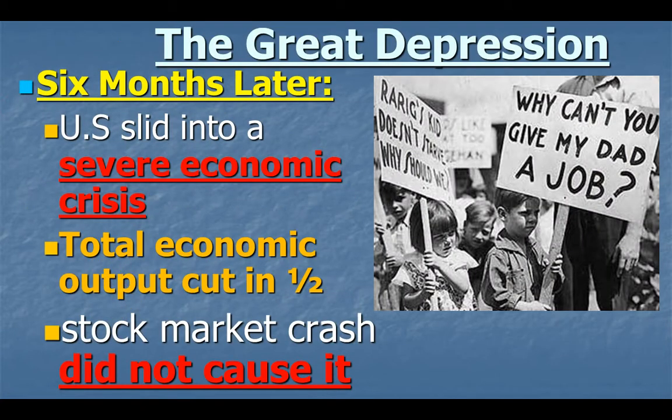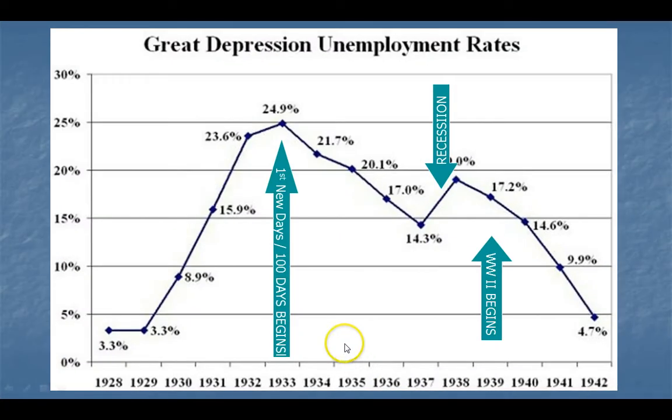The depression does not happen on that day, though. What this is, the stock market crash, is a symptom of what is wrong, or that something is wrong in the economy. It's a symptom of the country being sick. It's not necessarily the virus. Six months later is when this severe economic crisis really hits. People start losing their jobs, getting laid off. Production starts to slow down. Economic output is cut in half. The stock market crash does not cause it. Again, it's a symptom, and we're going to get into the causes.